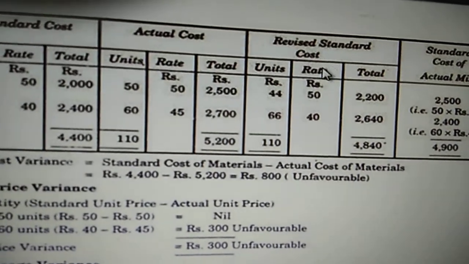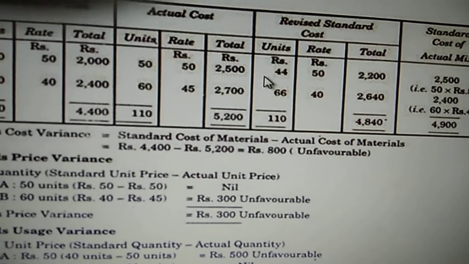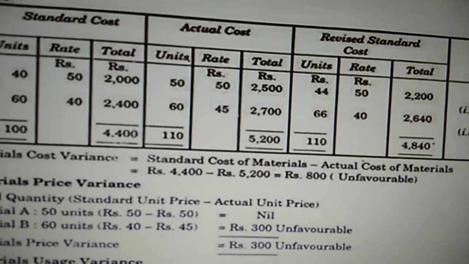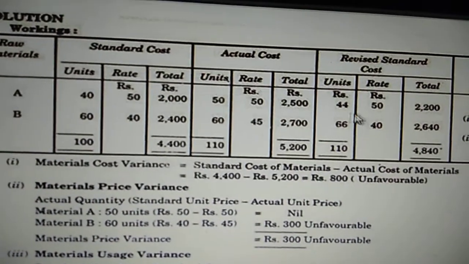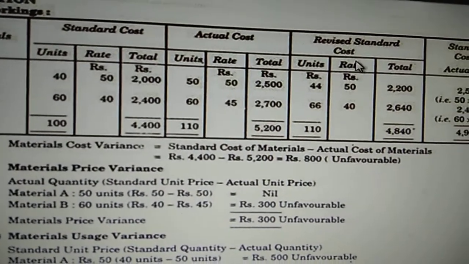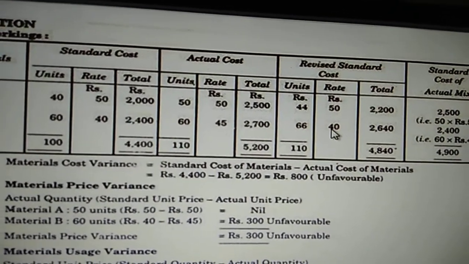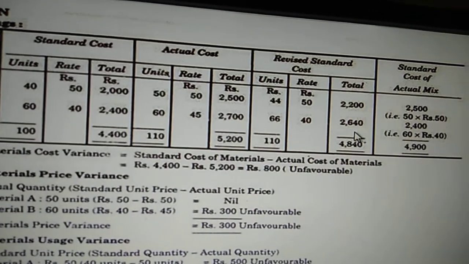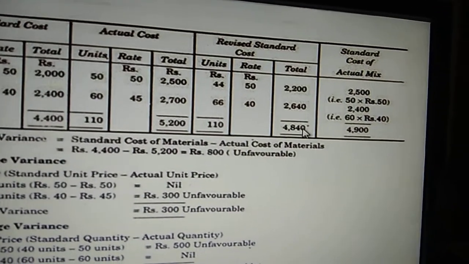Now we'll go to revised standard cost. Again, sub columns are made here: units, rate, and total. A revised standard unit is 44, as we calculated, and B is 66 units. The rate is the standard rate only, because it is a revised standard cost: 50 for A and 40 for B. So 44 into 50 is 2200, and 66 into 40 is 2640. The total here for 110 units is 4840.